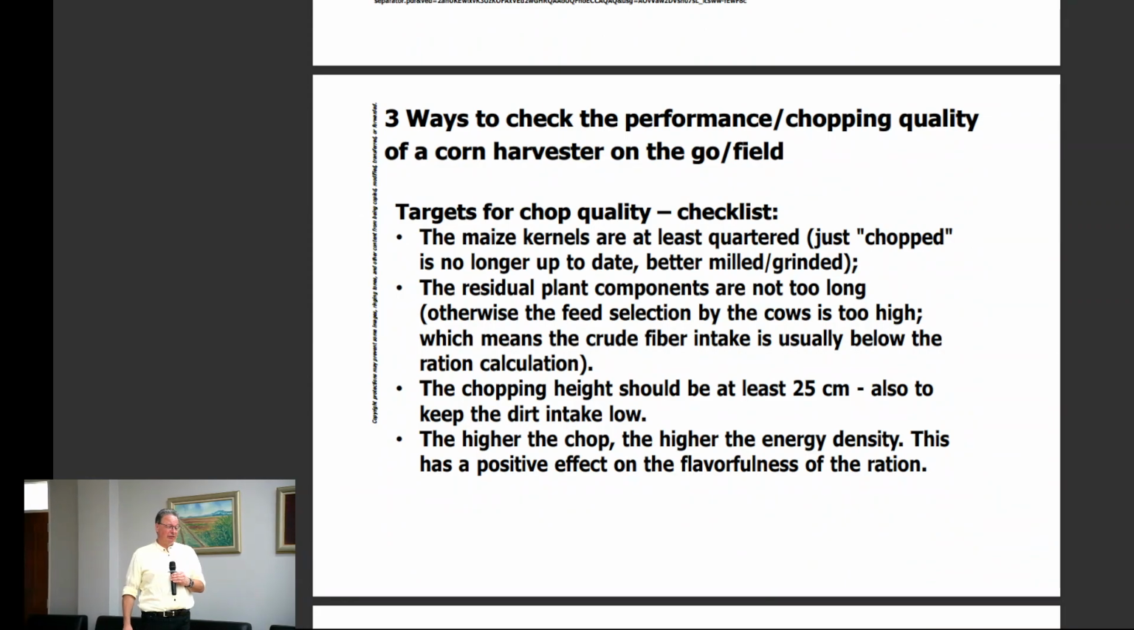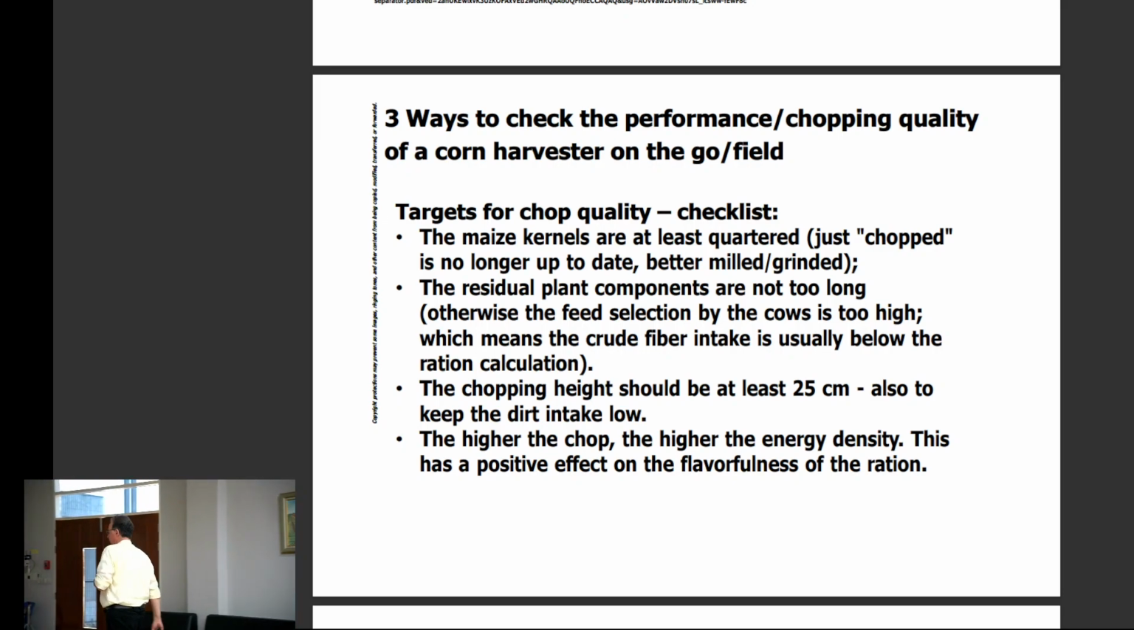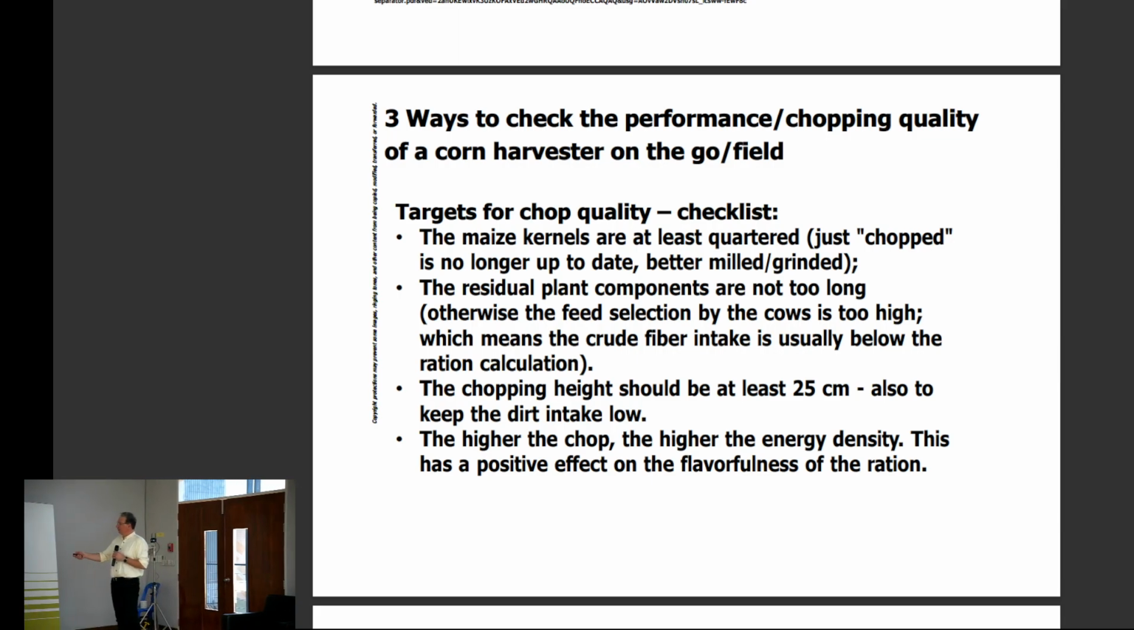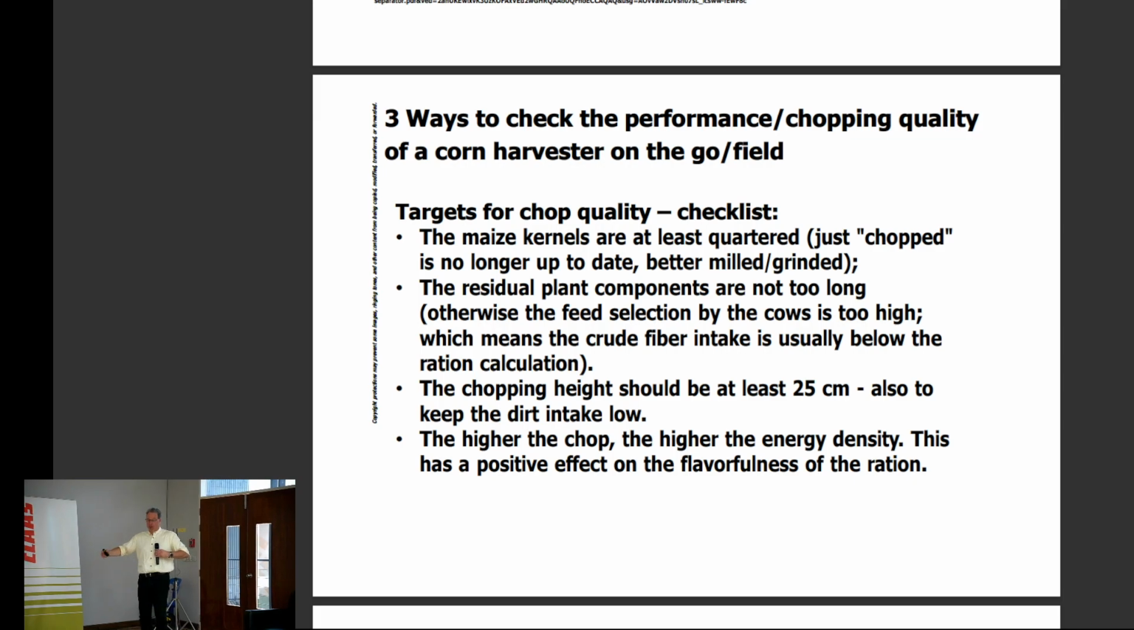Are there kernels which are still intact? Then you already have a problem. So they should be at least quartered. In Germany, 10 years ago you would say chopped is all right. Nowadays they are already going in the direction of milled or ground. I don't know. I personally would say kernels at least quartered, that's the main part. We already heard the residual of the plants shouldn't be too long, because then the animal will start to select.